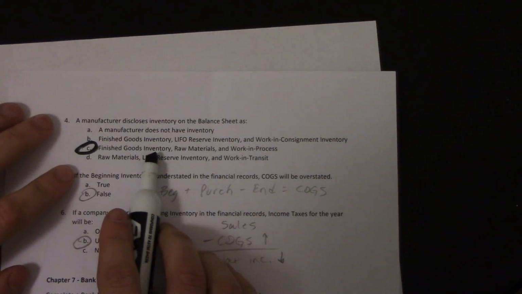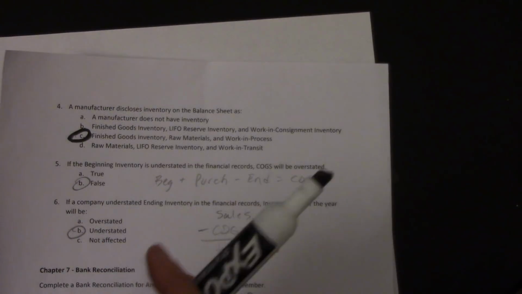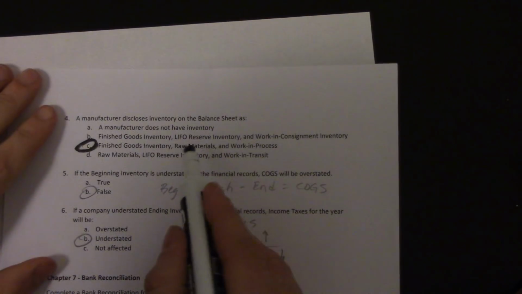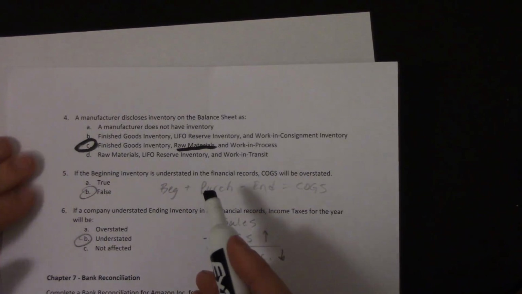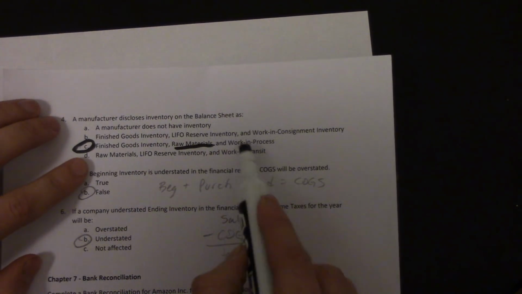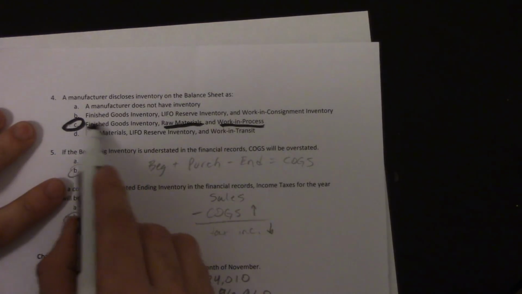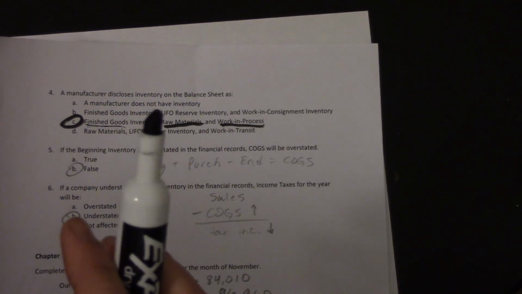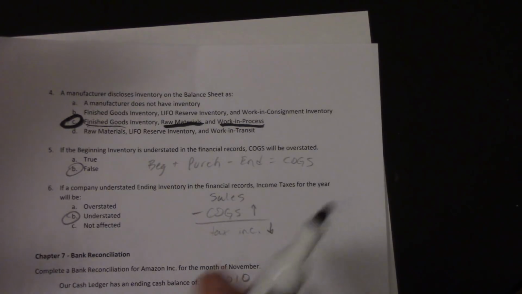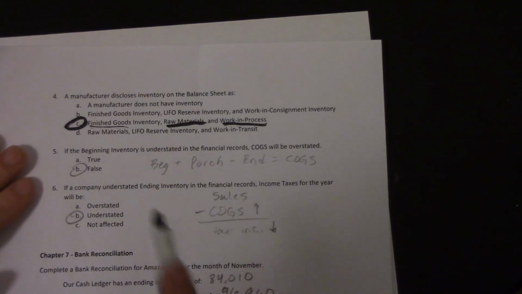We have finished goods inventory, raw materials, and work in process. A good example is a car manufacturer. We have raw materials. They might have just sheets of metal lying around, or tires lying around, or doors lying around, whatever. They'll have work in process inventory, which are half-finished cars or not quite finished cars. And then we have finished goods. They'll have fully assembled, ready-to-go cars. So those are the 3 different types of inventory: raw materials, work in process, finished goods.